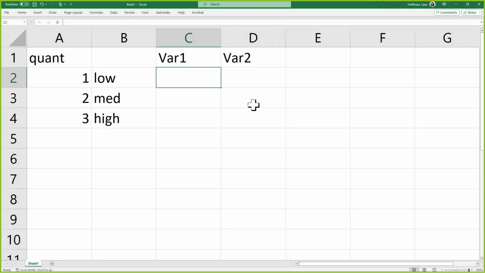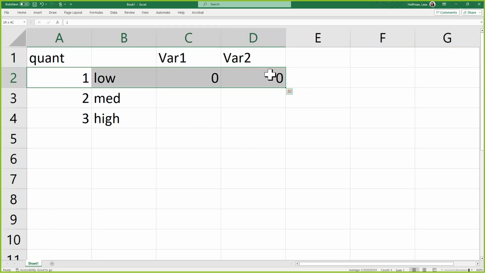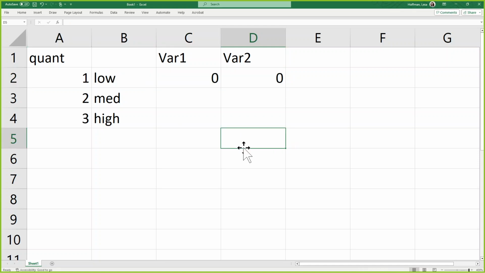If low is intended to be the reference, what values should I give my new variables for cases that have a 1? Correct. 0 and 0. That sets the reference point. Because the intercept is the expected outcome when all the predictors are 0, this creates the low as who the outcome is for. Now I need to be able to distinguish each other group from low.